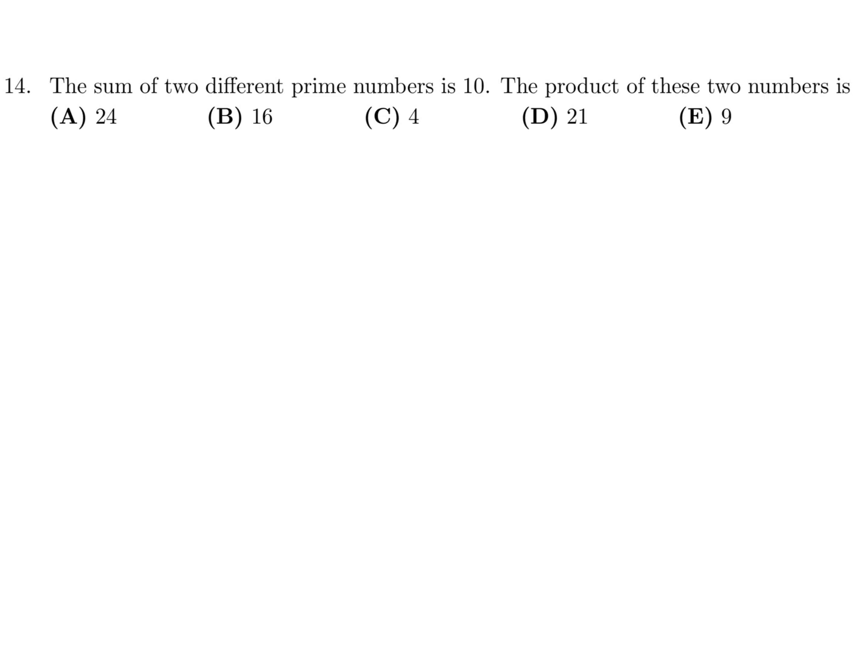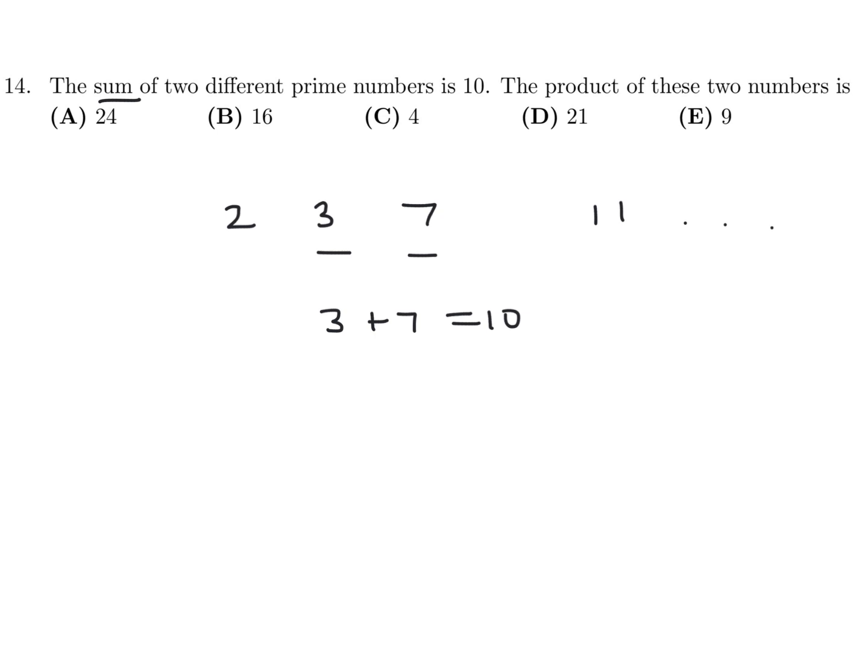The sum of 2 different prime numbers is 10. The product of these 2 numbers is... Okay, so let's list some of the prime numbers. The first few: 2, 3, 5, 7, 11, and so on, right? The sum of 2 of these is 10. Okay, well, obviously that's 3 and 7. So that's going to be satisfying the first part of the question.